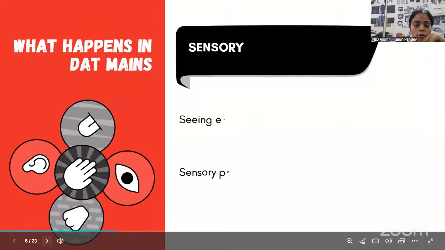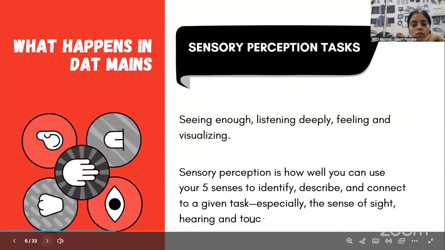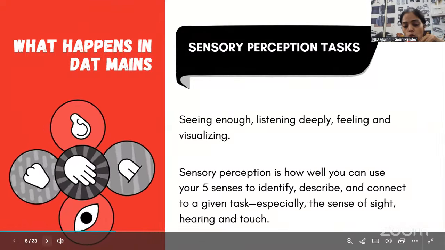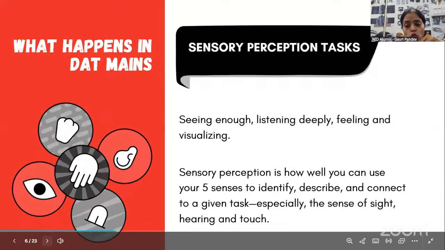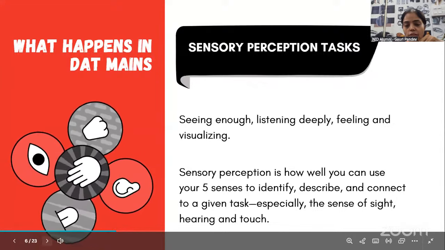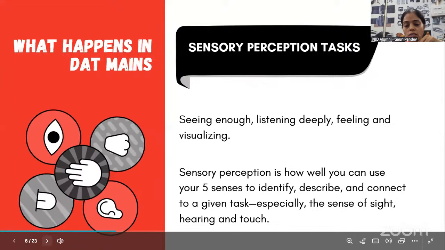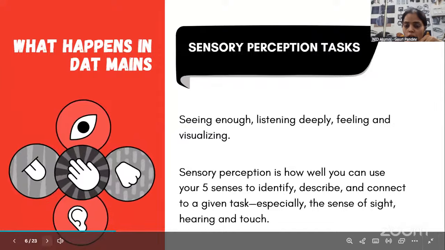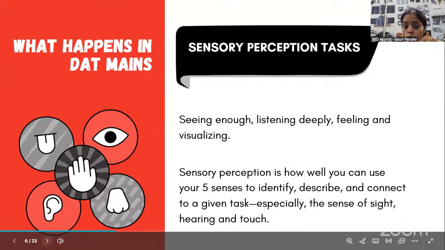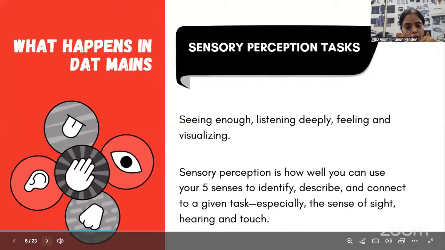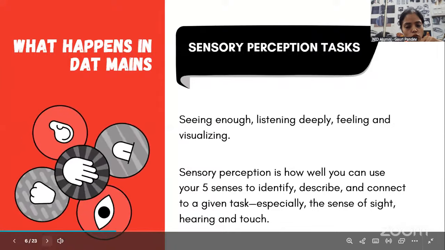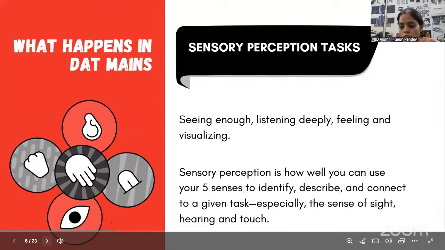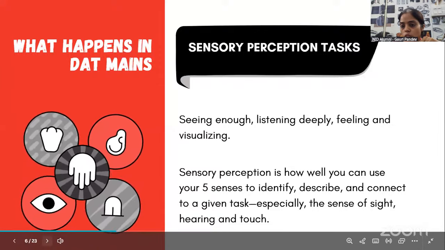So the sensory perception round: we all use these senses, but as a design aspirant, you need to use them very well. They will test your sense of sight, hearing, and touch. Are you seeing enough? Are you listening properly? Can you feel and visualize something, whatever is given to you? So they test these 3 senses quite a lot. The other 2 are not possible. The sense of taste is not possible. They cannot do that there.